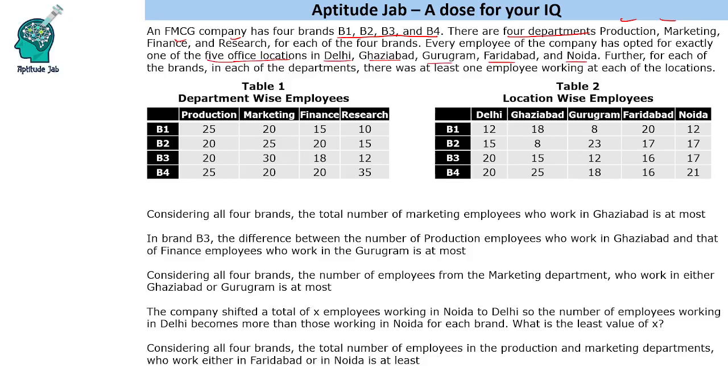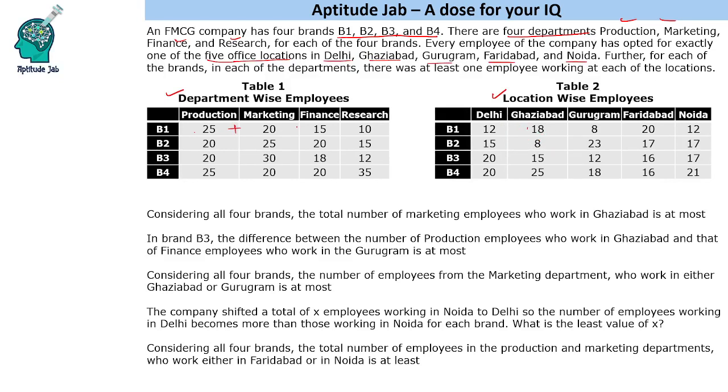Okay, so what it means is, if you have brand one, that is production department, it has 25 employees. So minimum one employee will be in each of these locations. Similarly, location wise, if it is Ghaziabad, 8 employees, so there will be one employee each from production, marketing, finance, and research each. And then you have the remaining employees. Okay, so data is given in two formats. One is department wise and another is location wise. Now we can total to verify it, but you do not need to do so.